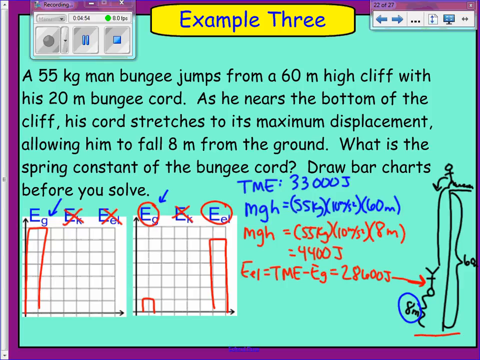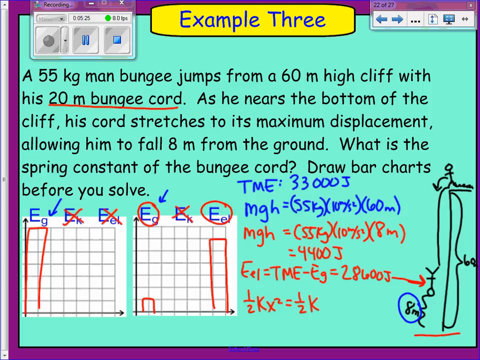I'm going to use this energy in order to figure out what my spring constant is. Elastic energy is 1/2 kx squared. So I'm going to set that 1/2, k is what I'm solving for. And then I get to this point where it is time to put in x. Now, x is going to be the amount that the bungee cord stretches. Let's look back at the problem. What do we know about the bungee cord? We're told that the bungee cord is 20 meters long when it's unstretched.